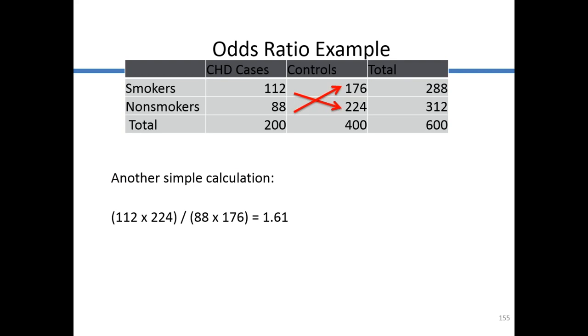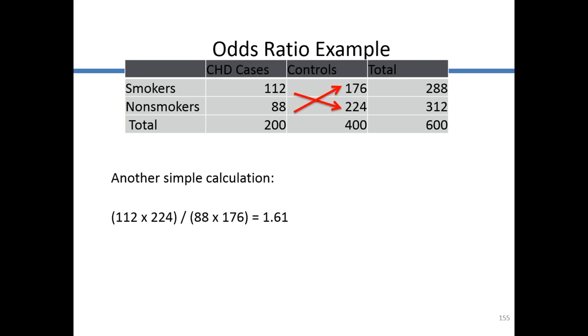It is the cross product. And it's the same. You can look at this mathematically, it's absolutely the same. You take A times D. Imagine this is a 2x2 table. Normally the A cell is the upper left. The B cell is the one to the right of it. The C cell is the lower left. Not the very lower left, but the 88. And the D cell is the 224.